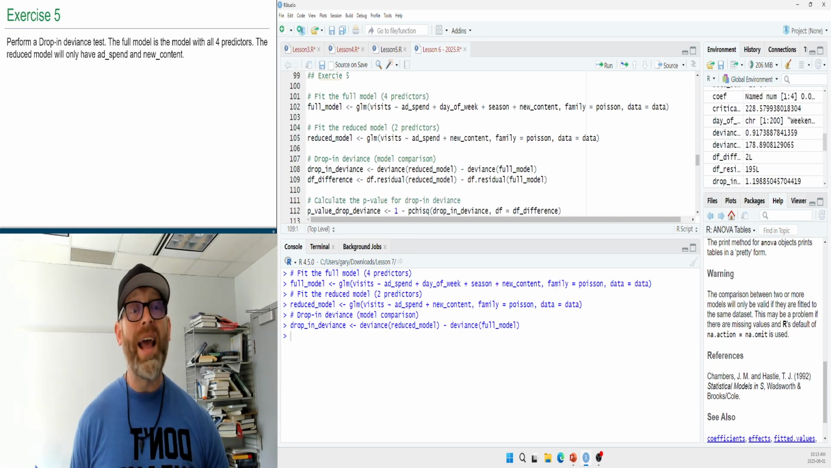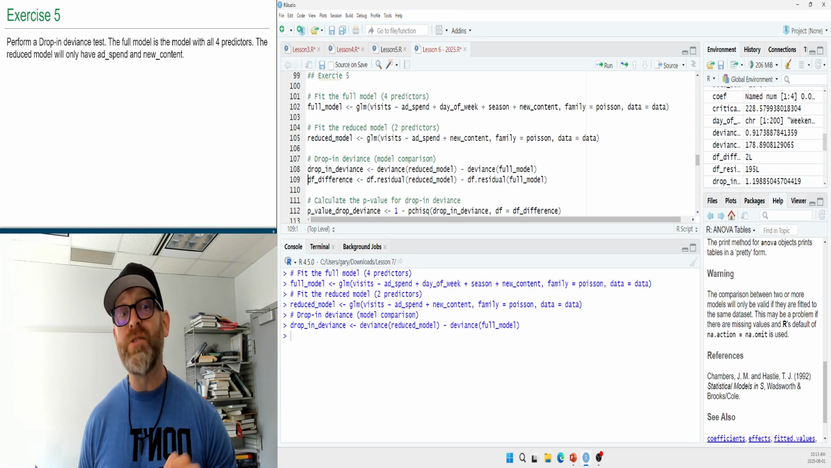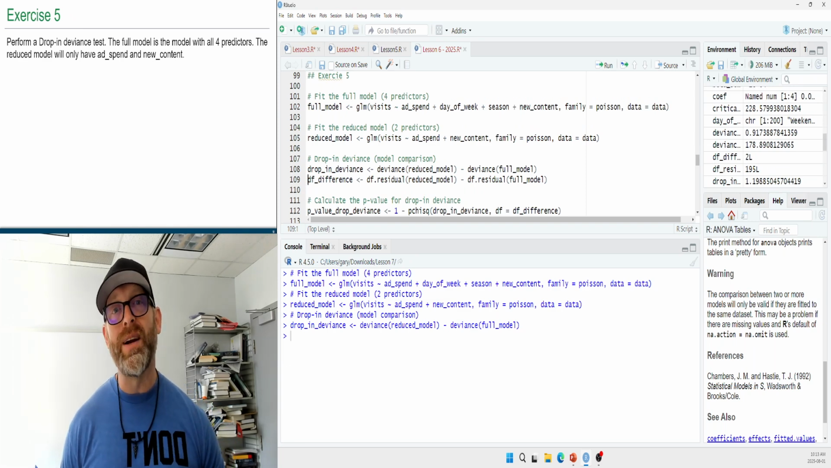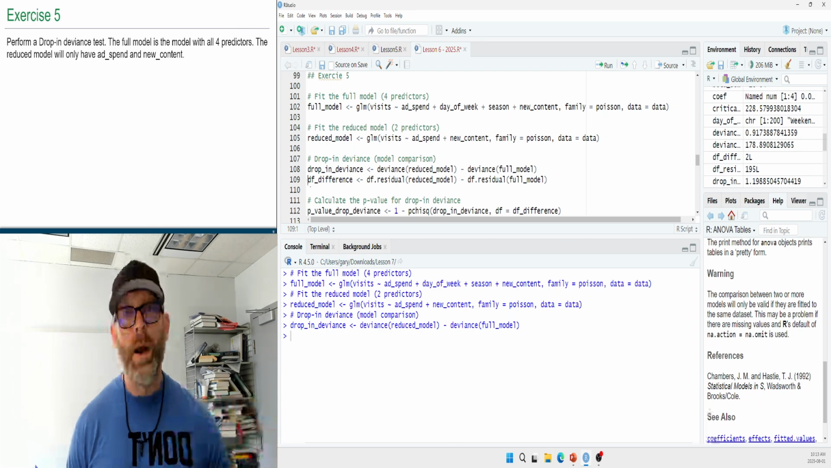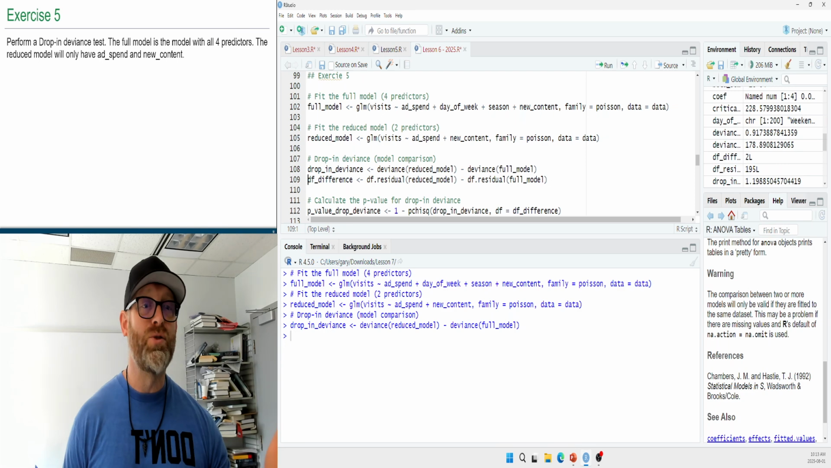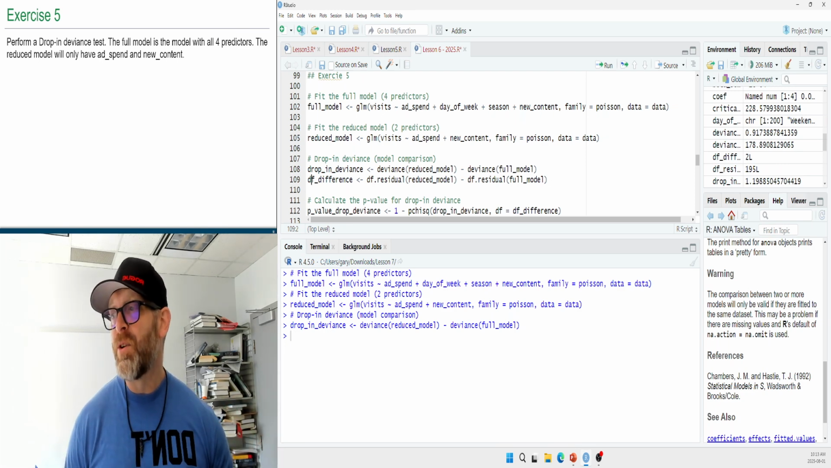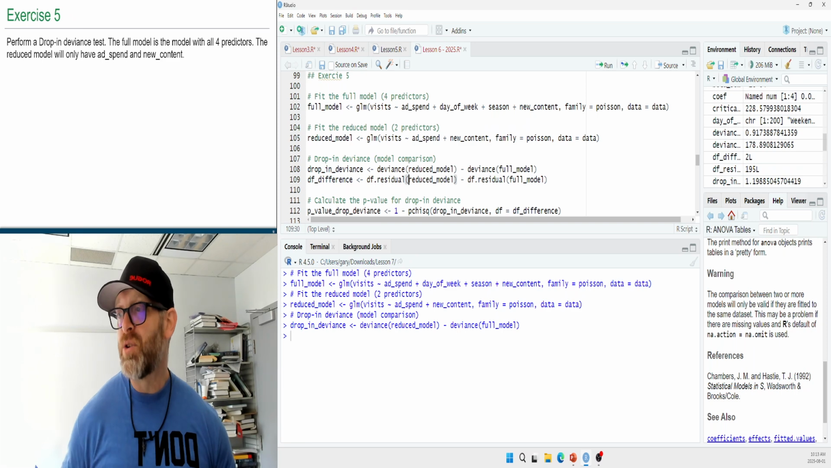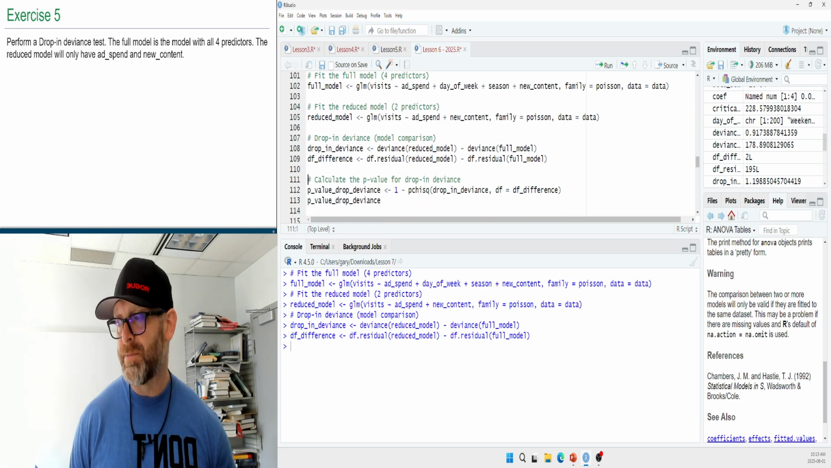Okay, so now I have the difference in the deviance, but I also need to know, well, what are my degrees of freedom? Now, I know my full model is 4, my reduced model is 2, so thus it is only 2. But let's say I was trying to automate this in some way. If I use df.residual, that is going to get me the degrees of freedom for my residual model. So I'm taking as input the reduced model and the full model, taking the difference between the 2, and I'm going to store this in the variable name df_difference.